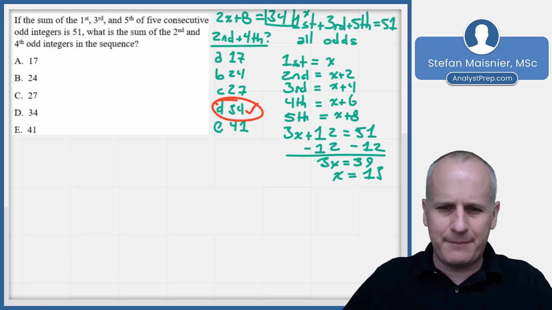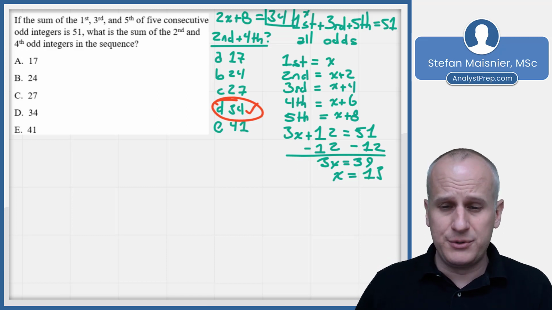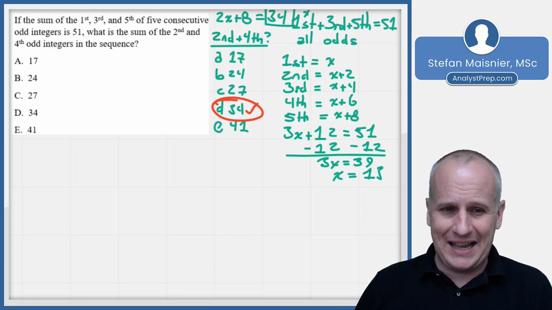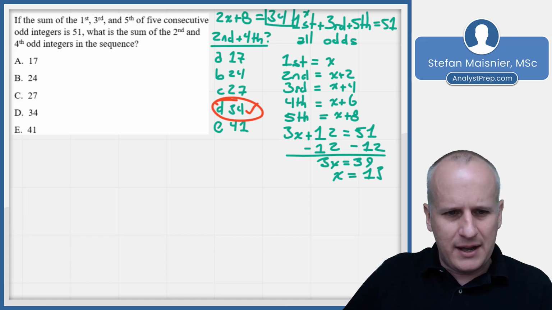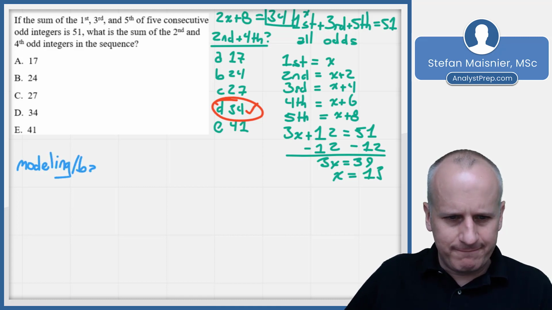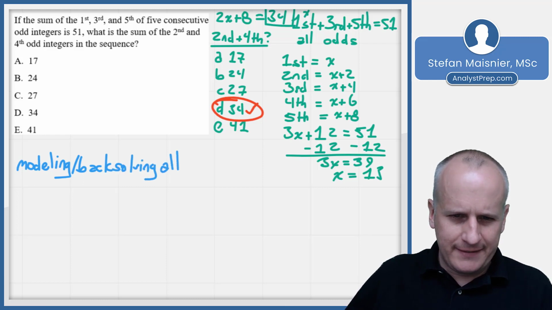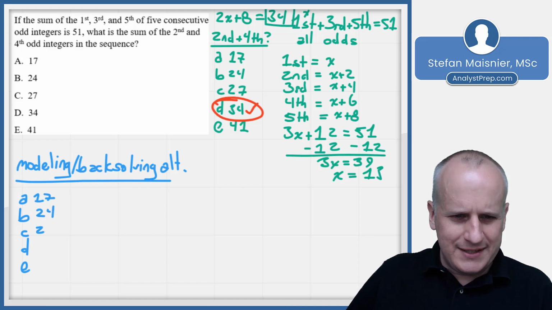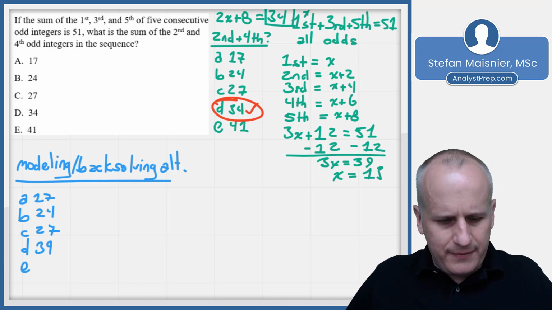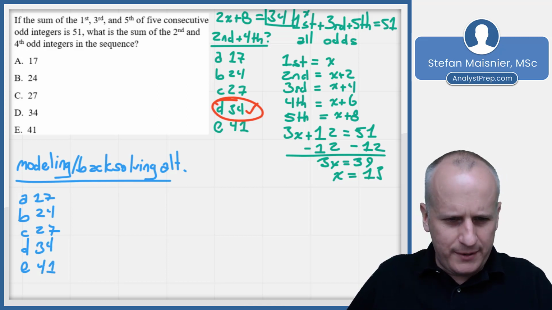And if you could see that, great, definitely use it. However, if you do not see that, there is another possible approach. So this is going to be our modeling, back solving alternative. And it even has a little bit of logical evaluation involved. So we got A, B, C, D, E. We got 17. We got 24. We got 27. We got 34. And we've once again got that 41.